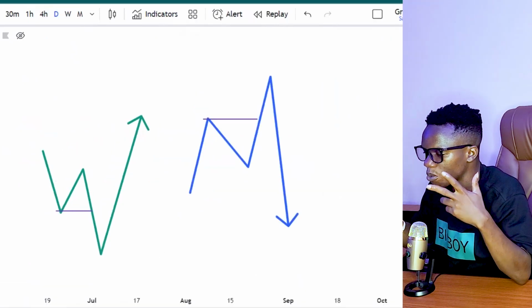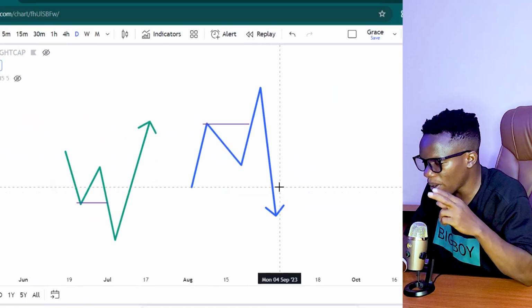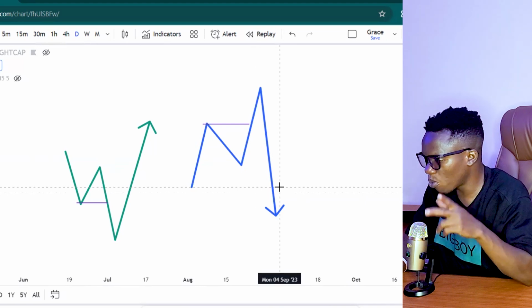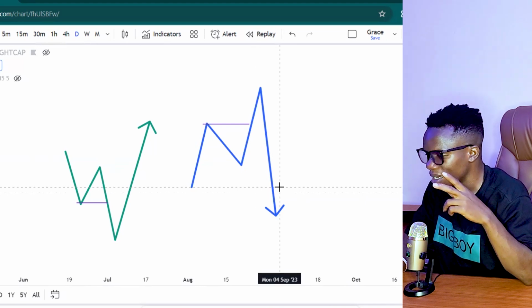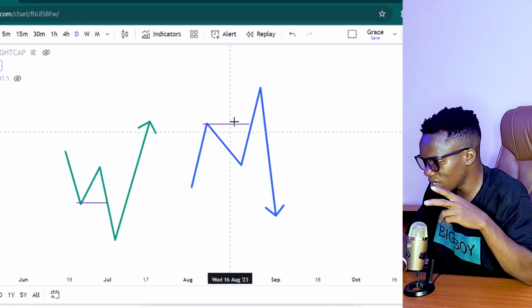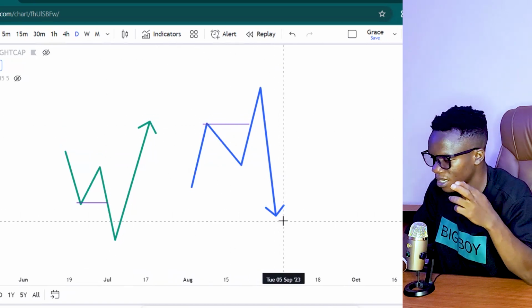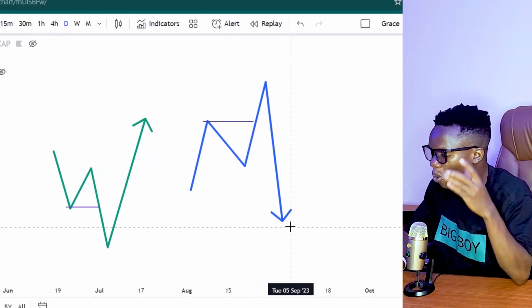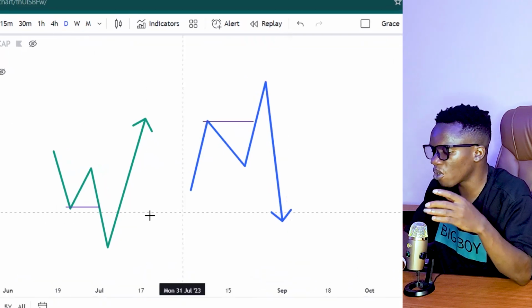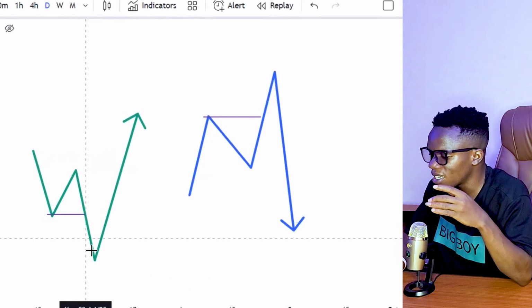When it comes to power of three, this is something I want you to make sure you understand. Power of three is like ICT turtle soup. What it actually means is that price will seek a liquidity, then reverse. So it's like purge and reverse. I don't know if you have seen that ICT video in the past called purge and reverse theory. What purge and reverse theory means is that price will seek a liquidity, then reverse.